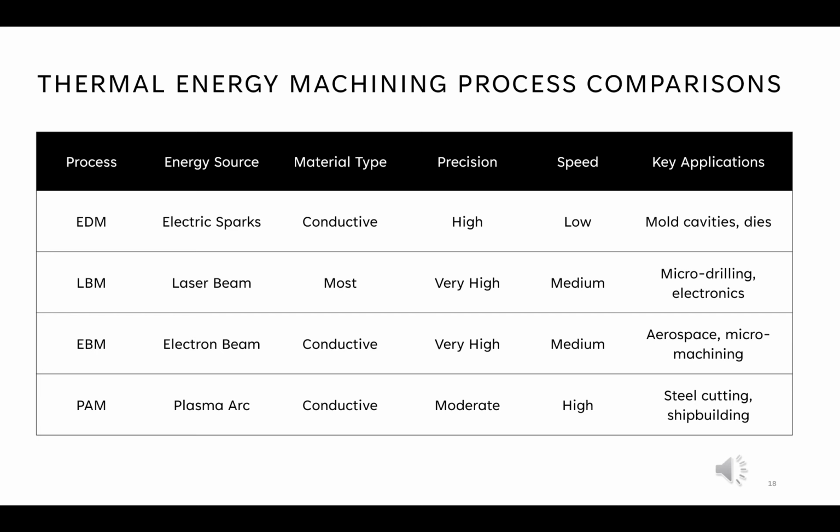Plasma arc machining is the most aggressive of the four. It's very fast and great for cutting thick materials, but it has a lower precision and rougher finish. Choosing the right method depends on the material, accuracy needs, production speed, and cost constraints.